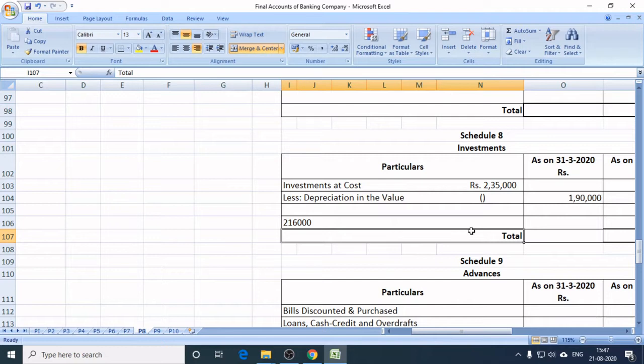The depreciated value is, oh, something went wrong, I'll do it again. From 2,35,000 we have to deduct 1,90,000 rupees. So the balance is 45,000. This is the depreciation in the value of investment, that is rupees 45,000. As of now I will not explain how to provide this second effect. I will explain its effect as it comes in the problem. So 45,000 is the depreciated value of investment.